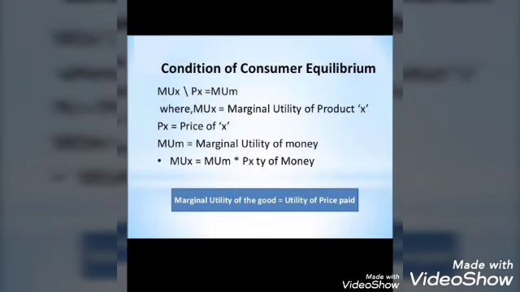There are some conditions that also apply: the price of the satisfaction should be the same across all goods purchased by the consumer and equal to the marginal utility of money, and the marginal utility of money remains constant. So these are the two conditions.